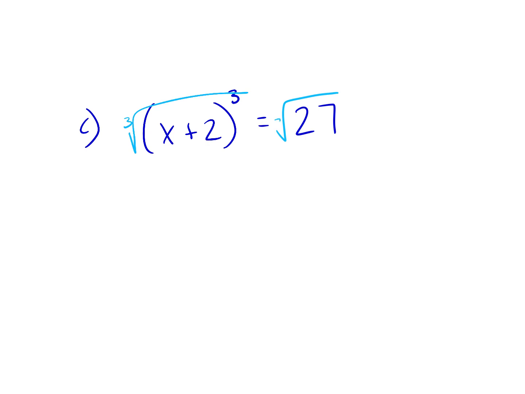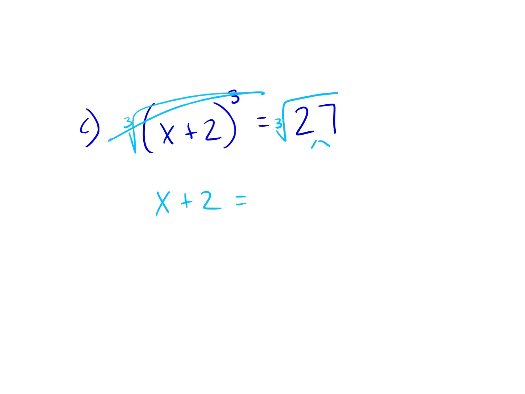We don't distribute the 3, because if you did, it would be x plus 2 times x plus 2 times x plus 2. And you'd have to flip. It would be way too much work. So we cube root both sides, and that'll cancel out with the exponent there. So now I'm left with x plus 2 is equal to, let's find the cubed root of 27.